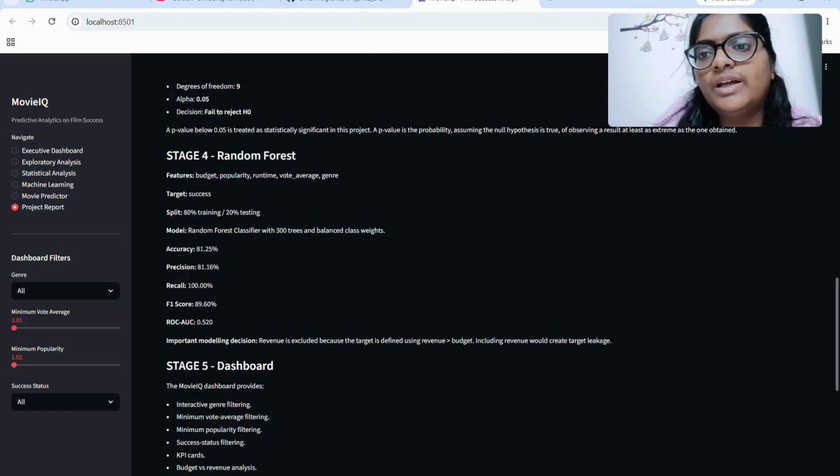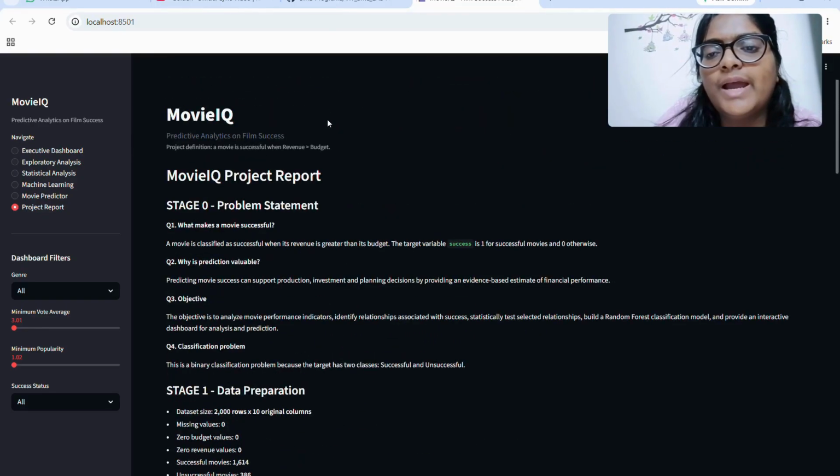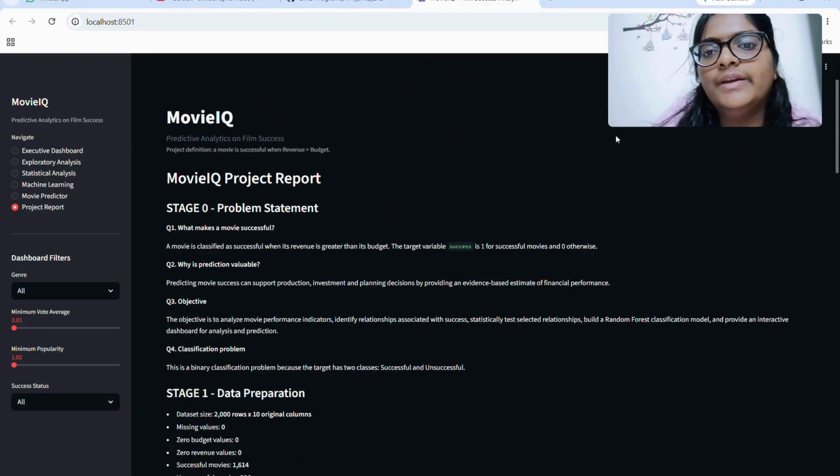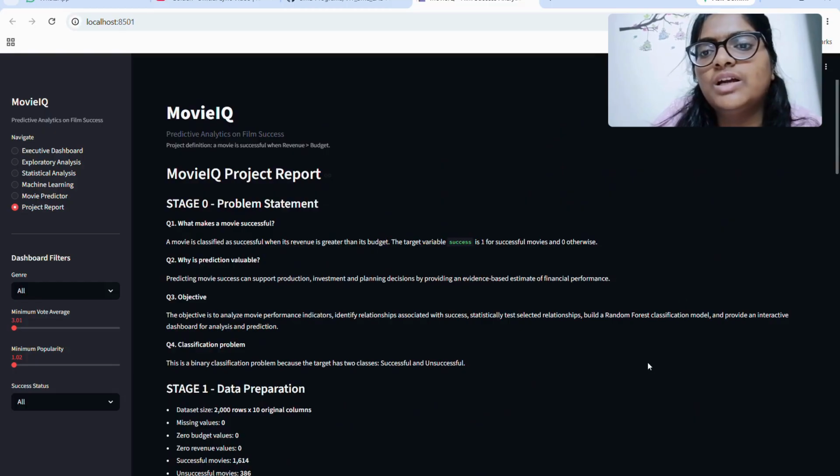To conclude, I named this project Movie IQ. Movie IQ combines exploratory data analytics, statistical testing, machine learning, and interactive visualization into a single application. This project helps identify patterns related to movie success and demonstrates how machine learning can be used to predict movie outcomes. The interactive dashboard makes the analysis easier to explore and understand. So, this is what I did in the overall project.